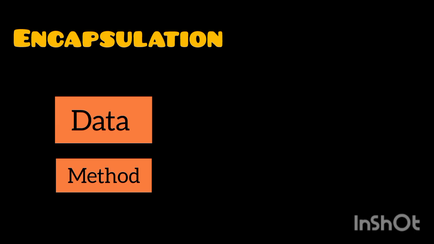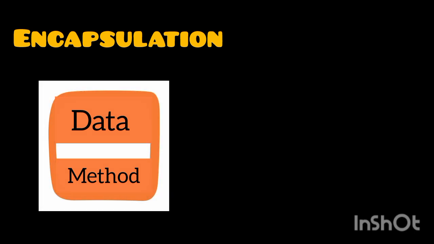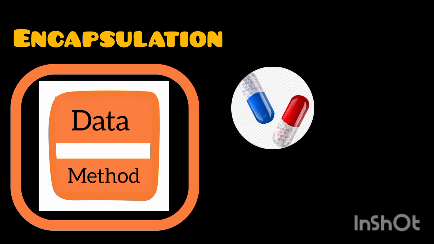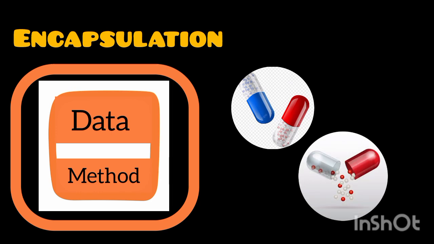Now fourth, encapsulation. Encapsulation means wrapping data and methods together into a single unit and protecting the data from direct access. Think of a medicine capsule. Inside the capsule, many ingredients are packed together and protected. Similarly in OOP, data and methods are kept together inside a class.